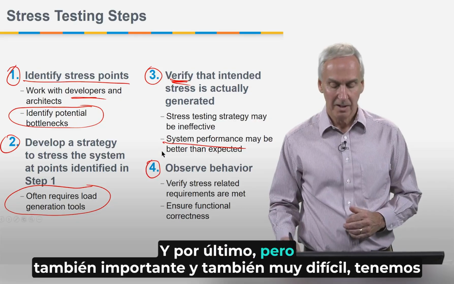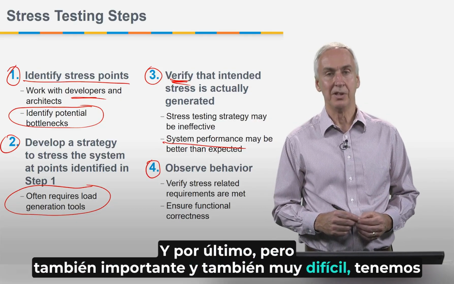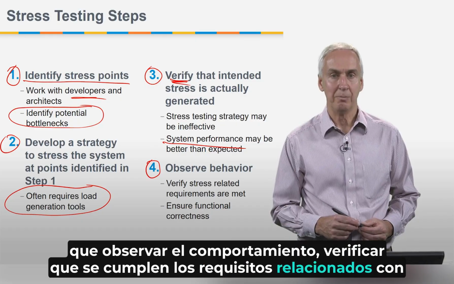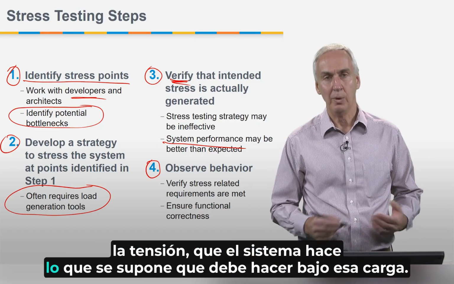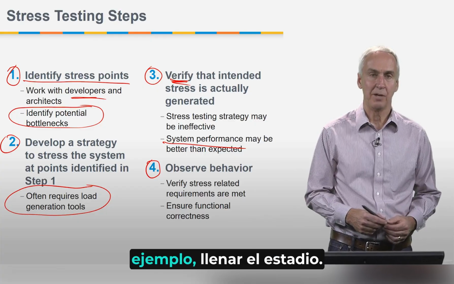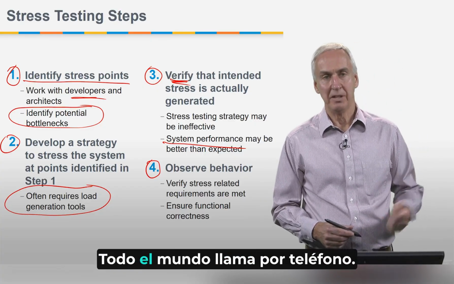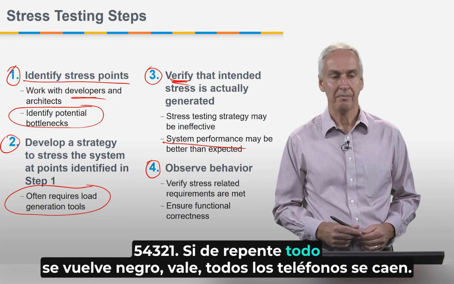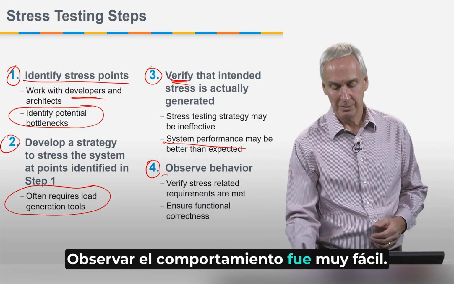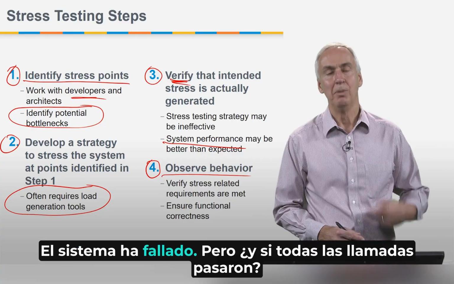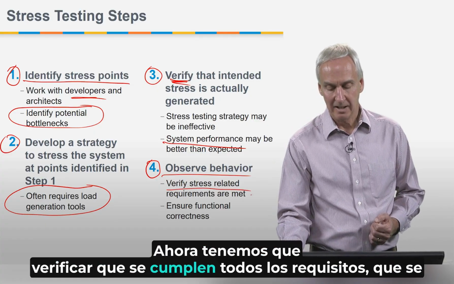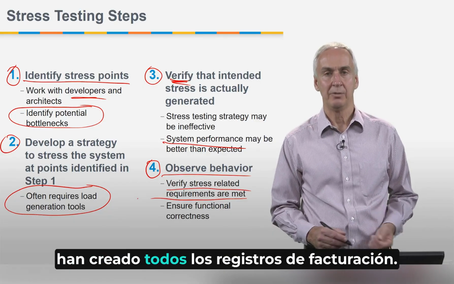And then last, but also important and also very difficult, we need to observe behavior. Verify stress-related requirements are met, that the system is doing what it is supposed to be doing under that load. Going back to that cell phone example, filling up the stadium, everybody makes a phone call, 5, 4, 3, 2, 1. If suddenly everything goes black, okay, all the phones crash, well, observing the behavior was very easy. System failed. But what if all the calls went through? Now we have to verify all the requirements are met. All the billing records were created.